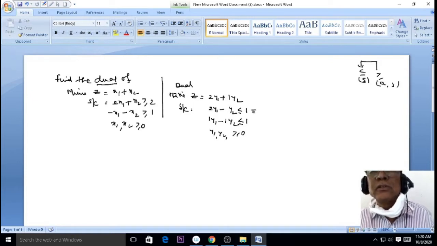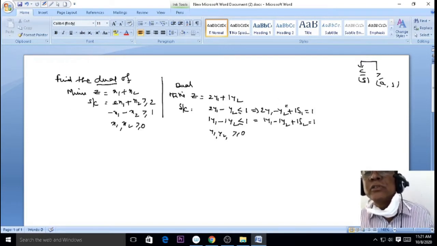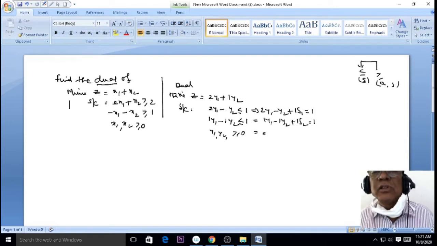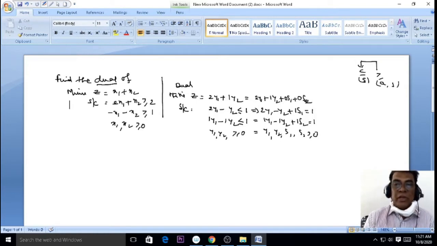So the conversion: 2y1 minus y2 plus 1s1 equal to 1. Next, 1y1 minus 1y2 plus 1s2 equal to 1, because we convert inequality equations to equal equations. And y1, y2, s1, s2 greater than or equal to 0. Finish. Now how to convert the objective function of the maximization? 2y1 plus 1y2 plus 0s1 plus 0s2. Finish. Now conversion is over.